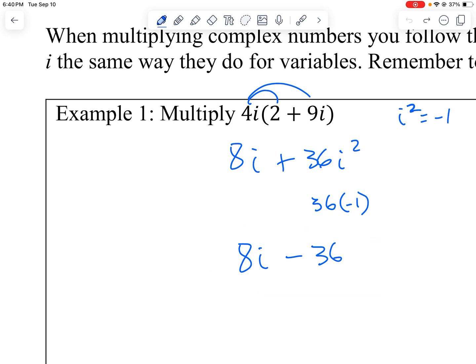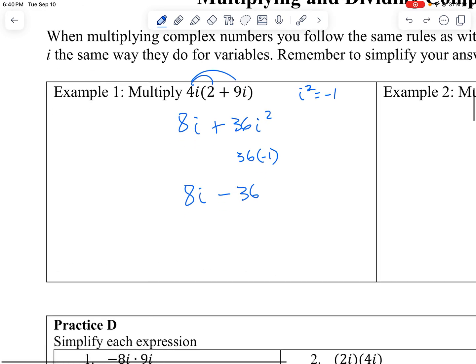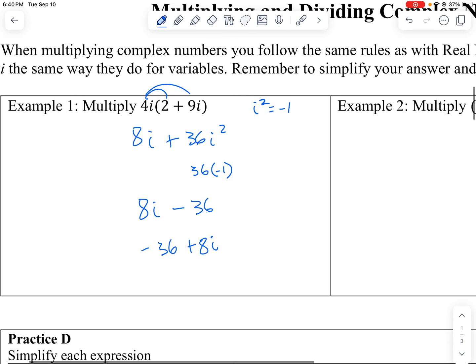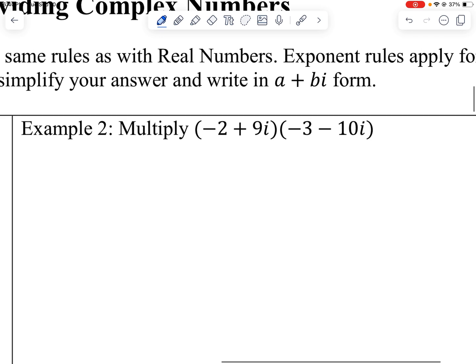So now it's like this. And then we can actually put this in standard form where we put the real part first, like this. And yeah, the directions have us write it in standard format. So we'll do the real part first and then the imaginary part. So let's jump over here to example 2.